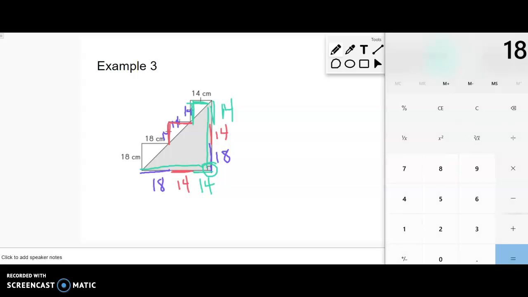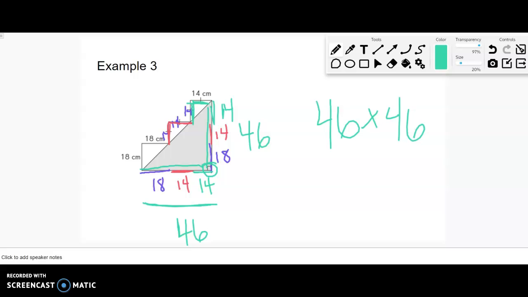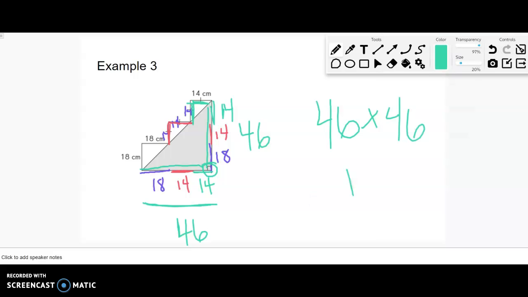So if I do 18 plus 14 plus 14, that gives me 46. So I know my triangle has a base of 46 and a height of 46. So I can do 46 times 46, times 46 equals, ooh, big number, divided by 2, 1,058. Let's see, we got centimeters, so centimeters squared.